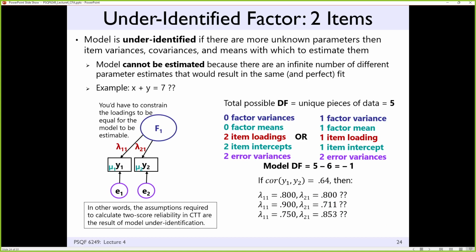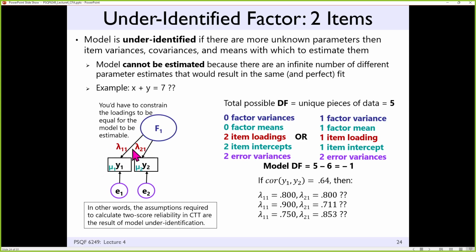But I only have 2 indicators and I need to make it work because I need to graduate. Or my grant is funded and I can't tell them that I can't estimate my model. What do I do instead? I set these 2 equal. Set the loadings equal. Then I've got 1 loading instead of 2 for 1 covariance. Then I'm trying to estimate 5 things with the 5 pieces of information. Degrees of freedom 0, copacetic.